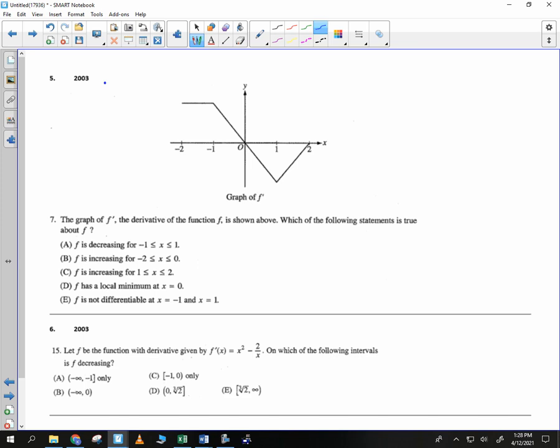Graph of the derivative shown above. Which of the following statements is true? Here it's above the x-axis, so that means f is increasing from -2 to 0.